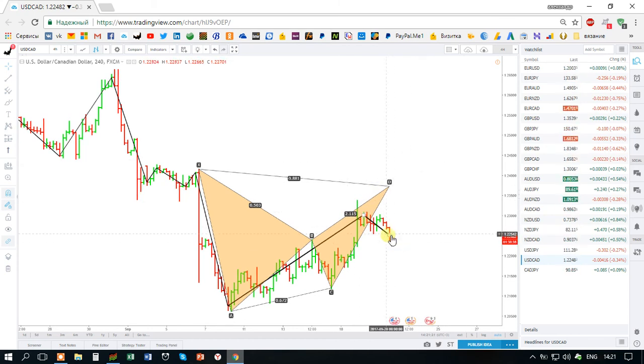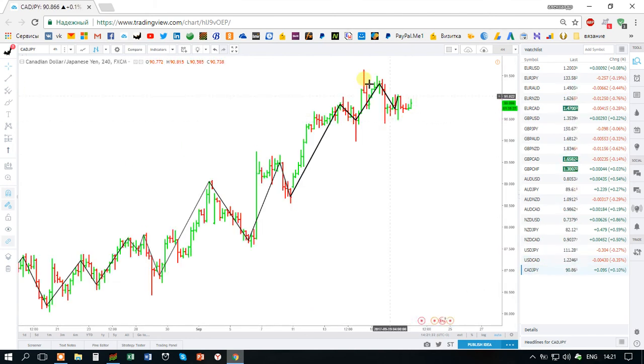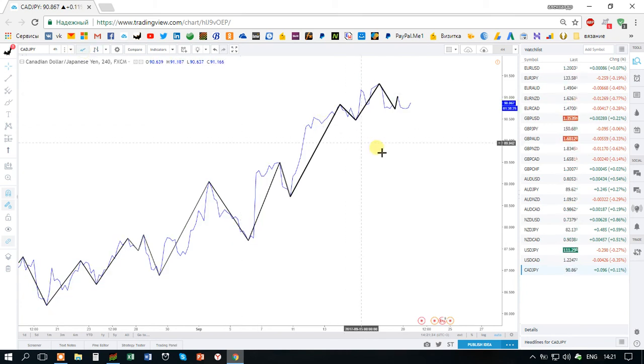Okay, so the Dollar Canadian is still valid. Doesn't matter that it moves to the downside. It is valid until it hits the D point or it violates the C. Either this or that. It is a bit strange. Nothing else.